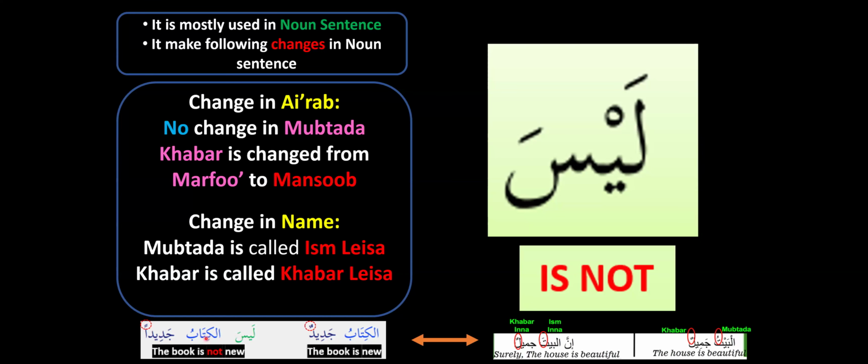Mubtada, the i'rab of mubtada was marfu, so still it is marfu, al-kitab. Only the name is changing to ismu laysa. But when it comes to the khabar, the i'rab of the khabar has been changed. It has become mansub now, but you can't say it's a khabar mansub because khabar is marfu. Khabar of laysa is mansub, so you will say khabaru laysa mansub. It's jadidan here. I hope it is clear.